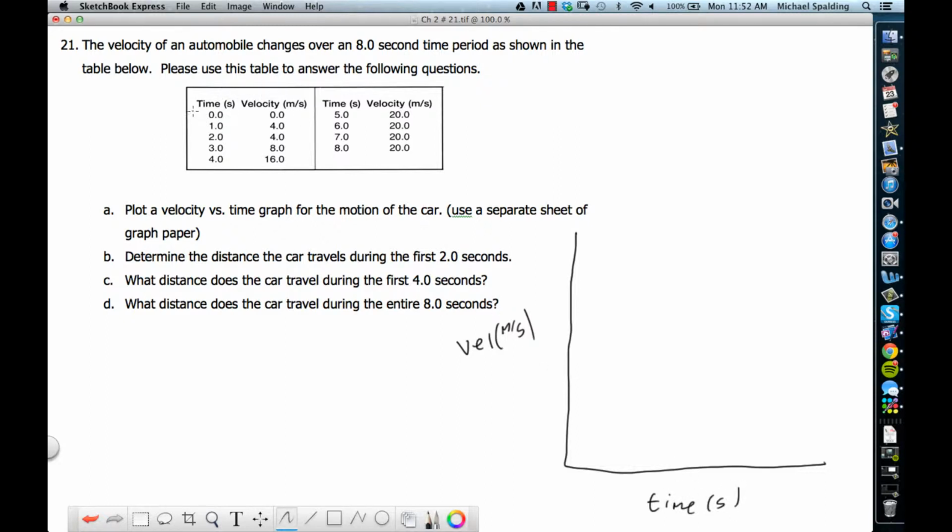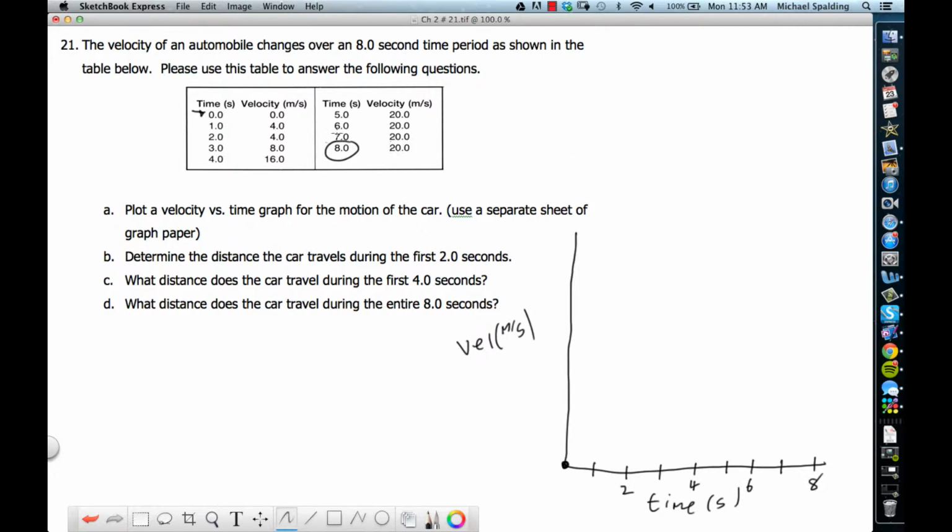So the first data point is what? 0, 0. Scaling this out, you want to make sure that you use the majority of the y-axis and the majority of the x-axis. On the x-axis is time. What's our largest time? 8. So we're going to go 1, 2, 3, 4, 5, 6, 7, 8. So 2, 4, 6, 8.